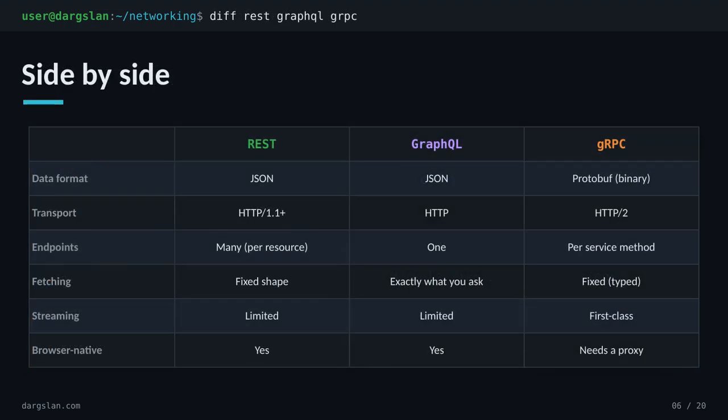With all three styles on the table, the contrasts get easier to see. REST and GraphQL both ride on plain HTTP with JSON, while gRPC leans on HTTP/2 and binary protobuf for speed. REST scatters many endpoints across resources. GraphQL funnels everything through one, and gRPC exposes a method per service call. And notice the streaming row. That's where gRPC really pulls ahead, though it pays for it by needing a proxy to talk to browsers.